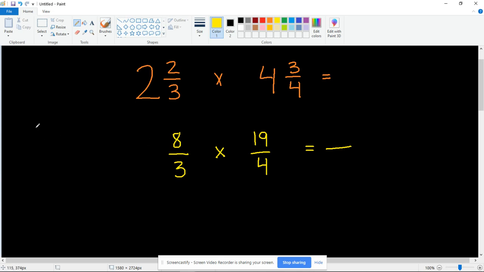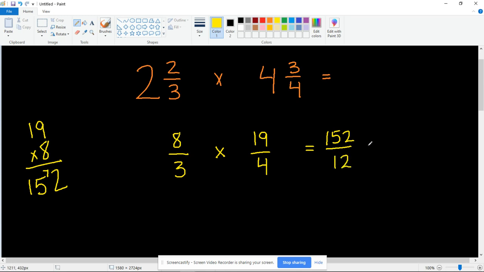What's 8 times 19? Crack open your sheet, write it down, do the math. 9 times 8 is 72. 1 times 8 is 8, plus 7 is 15, which makes 152. And then the other part, you should be able to do mental math in your head. 3 times 4 is 12.